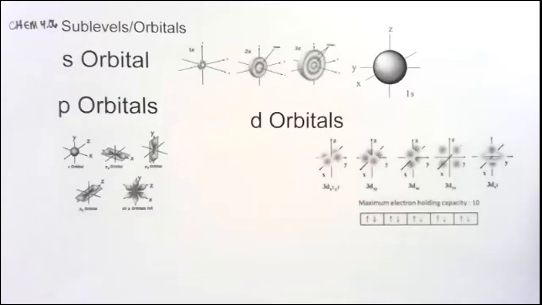Hi guys, welcome to lesson 4.06 in the electron configuration chapter, or electrons and their location chapter. Today we're talking about sublevels and orbitals, and we started to touch on these different shapes in the last video.